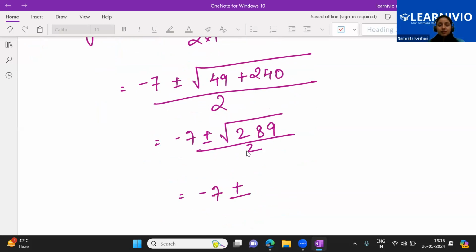Anyone? 289 is the square of which number? 7, 7, 10, 49, 9 carry 4. Check it. Are you getting 289? That means here we are going to get 17 only. Yes. I am asking from you, Calvin, Sumaya, Aisha. Yes, ma'am.